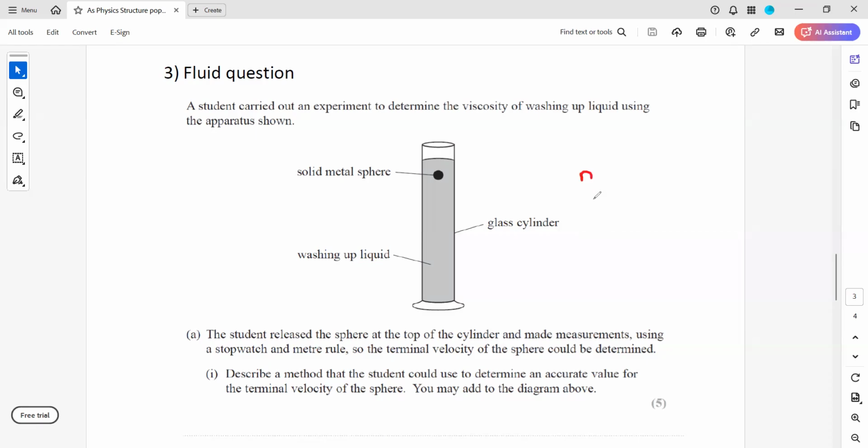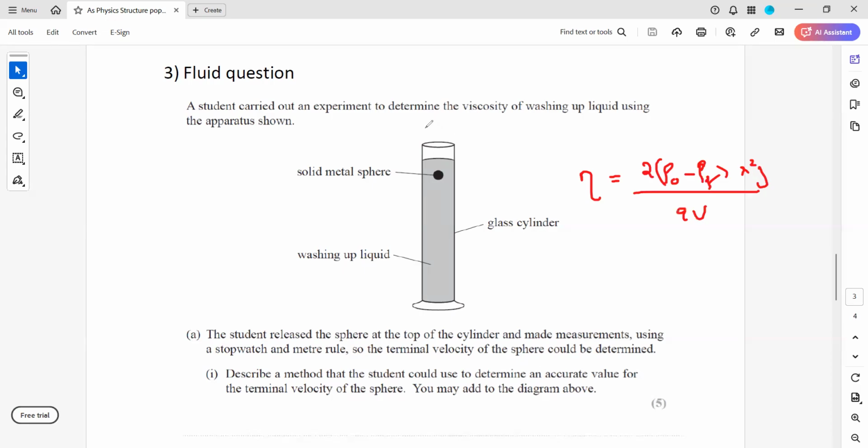How can we work out the viscosity? The formula for the viscosity is 2 times the difference in the density of the object and the fluid, that is density of the object minus density of the fluid, times R squared g, over 9v. That's how we work out the viscosity.